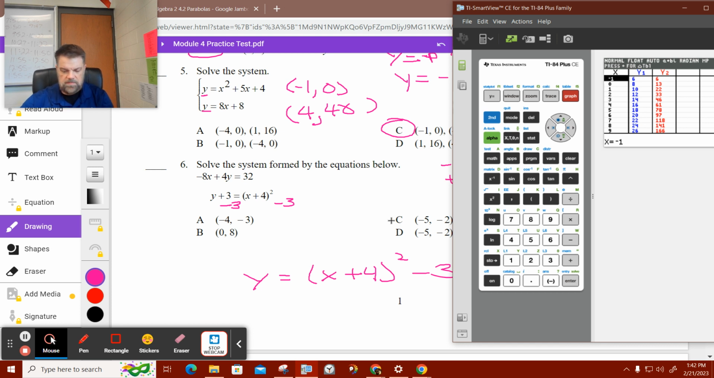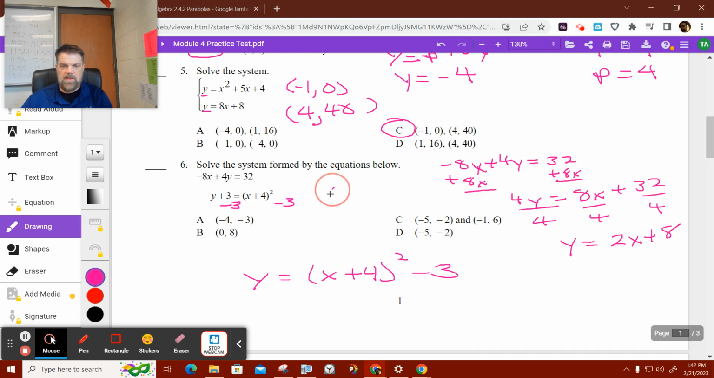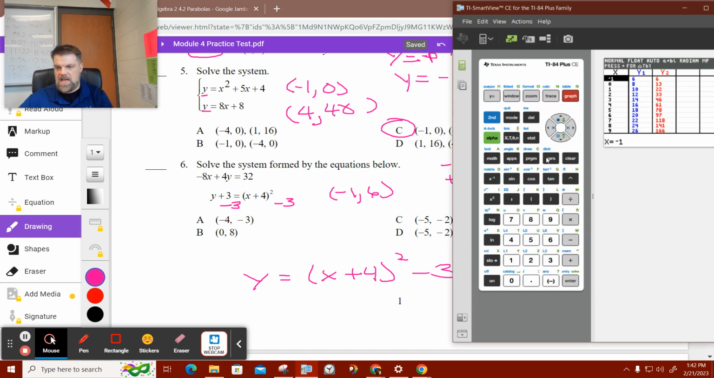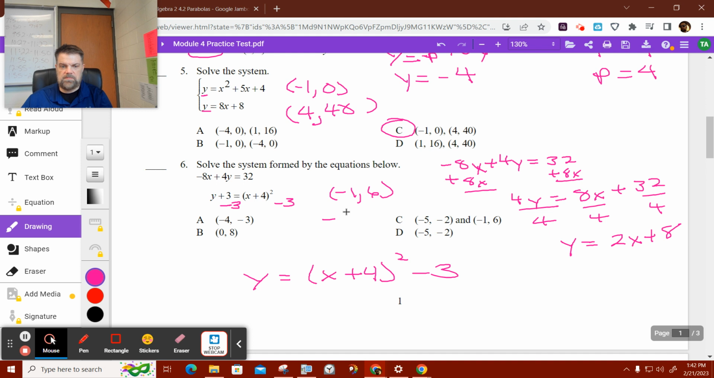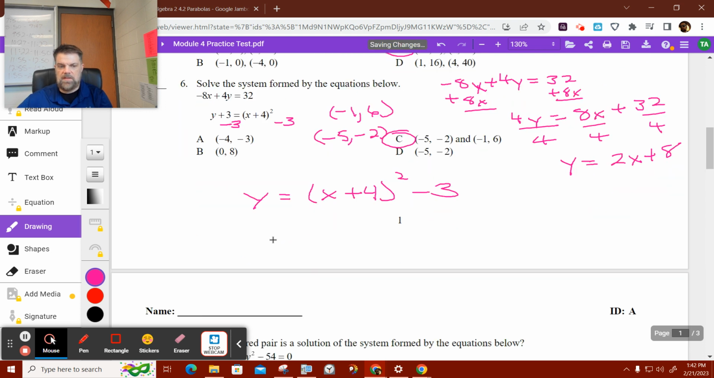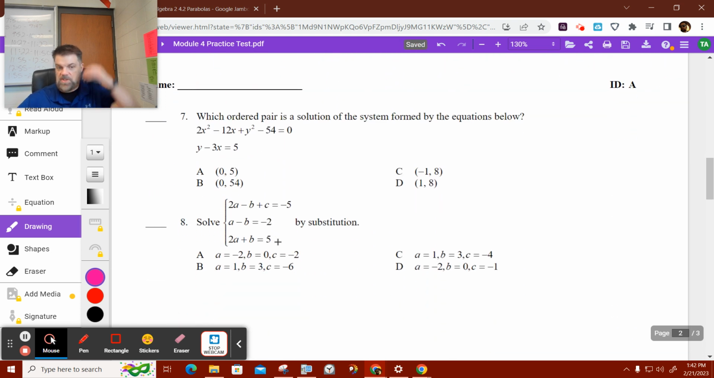So it looks like when x is -1, they both equal 6. And the second place, it looks like at -5. Let's keep going. At -5, they both equal -2. So I'm just looking at the intersections. That's C, right? Yeah. Well, you got to double check.